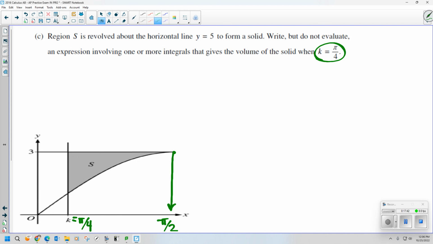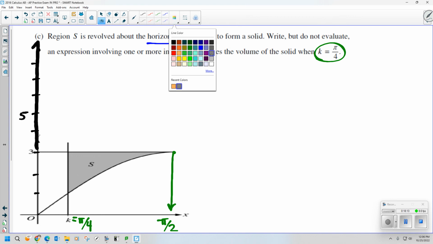But now I need to rotate this. So I'm going to extend this, and let's say we got 1, 2, 3, 4, 5, 6, 7, 8, whatever. So 5 is right here. 5 is the horizontal line that I'm going to be rotating this about. I'll do this in gray.